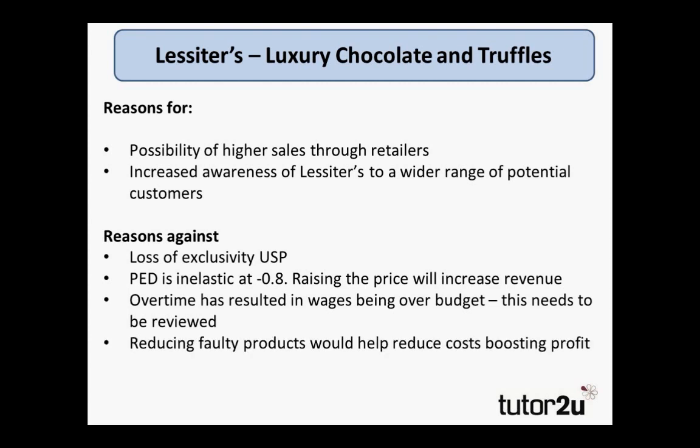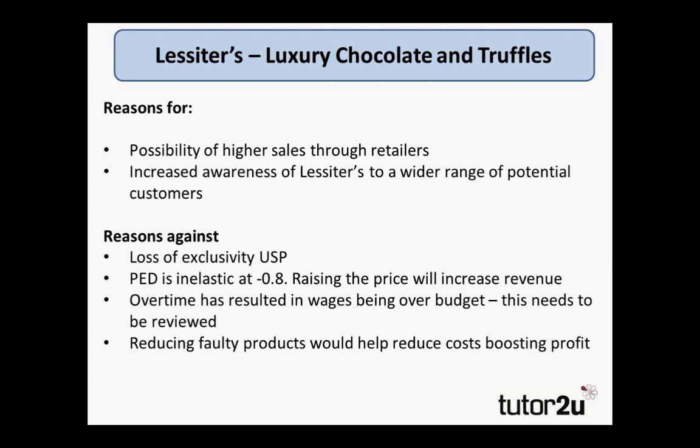Well, you could argue that actually you lose some of that exclusivity, unique selling point. The fact that they're a bespoke chocolate, they're only available through their own retailer, the factory shopping online, so they may lose some of that. However, if we remember what we saw in the case study, the product price elasticity of demand is inelastic. Therefore, raising the price might be a better method of improving profit, because raising the price is going to increase revenue.